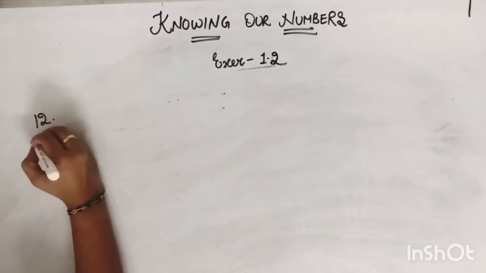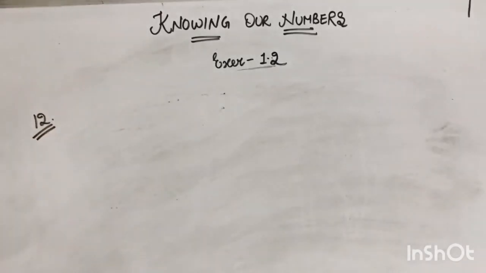This is the 12th question. A vessel has 4 liters and 500 milliliter of curd. In how many glasses, each of 25 milliliter capacity, can it be filled? Again, first you have to convert the units. You will convert liters to milliliters, and you know that 1 liter is equal to 1000 milliliters.